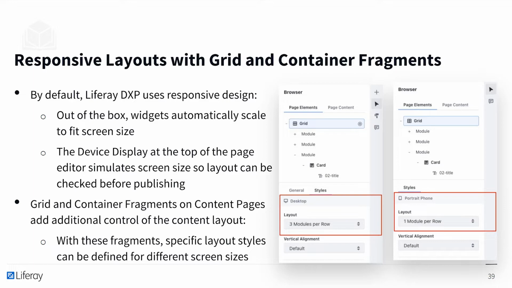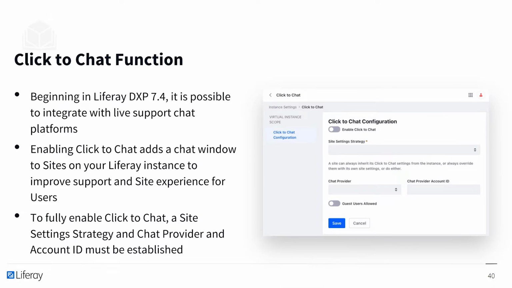Instead of 3 cards displayed horizontally, which would be difficult to read on mobile devices, the web team arranges these cards vertically for phones and tablets. Beginning in Liferay DXP 7.4, it is possible to integrate with live support chat platforms.